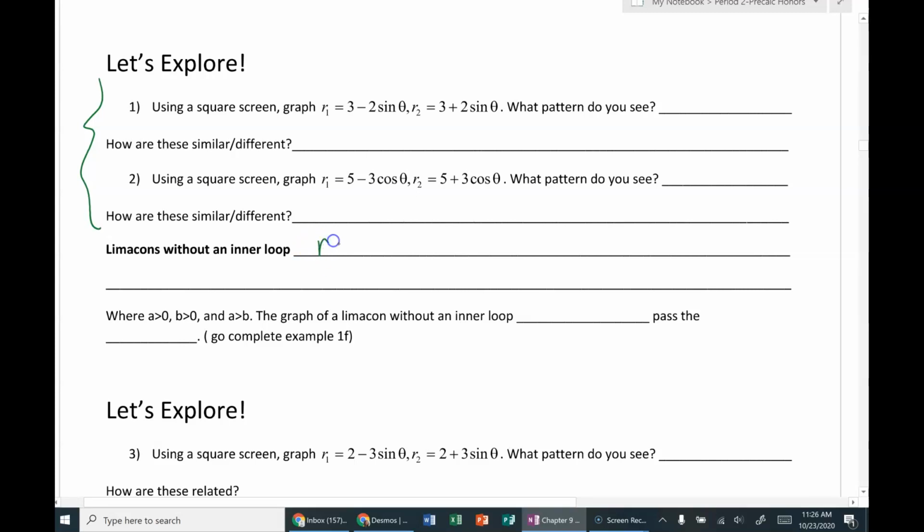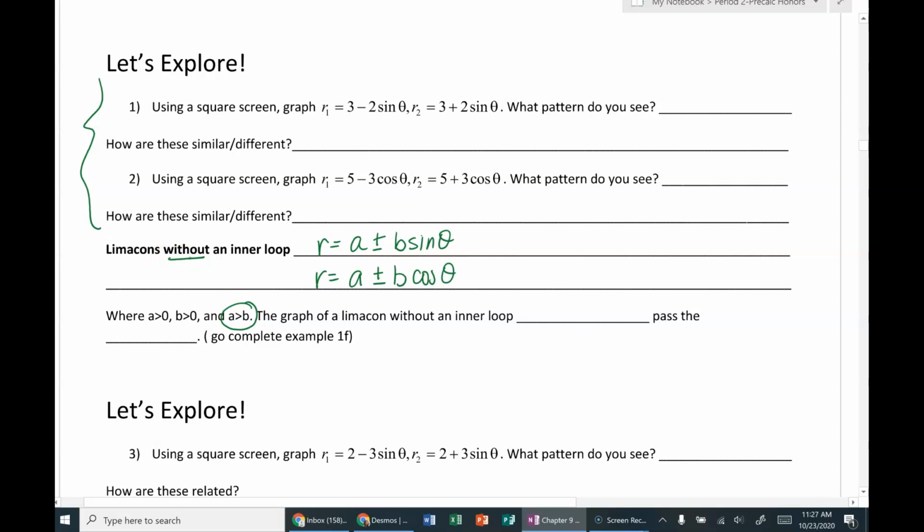So we will have equations. R equals A plus B sine of theta, or A minus B sine of theta. And then we can have the other one, R equals A plus B cosine of theta or minus. Those are the equations that we can have, where A and B must be positive, and A, this is important, A must always be bigger than B to be a limacon without an inner loop.